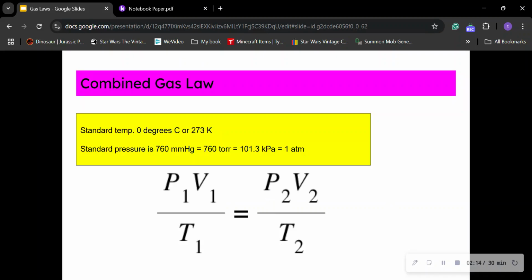Also, for any of these formulas that I've shown so far, temperature must be in Kelvin. I can't stress that enough. Kelvin is just Celsius temperature plus 273, or Kelvin minus 273 equals Celsius. That is also on your reference tables. So now that is it for the relationships for this one.